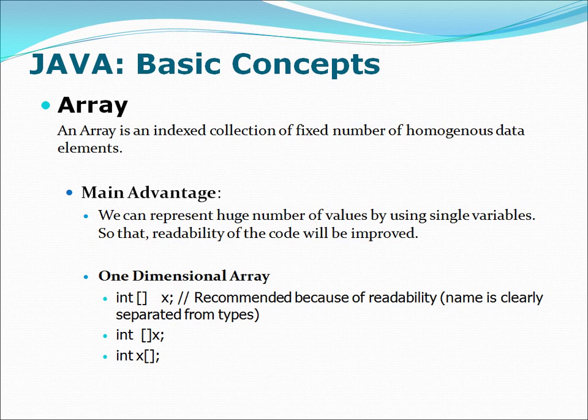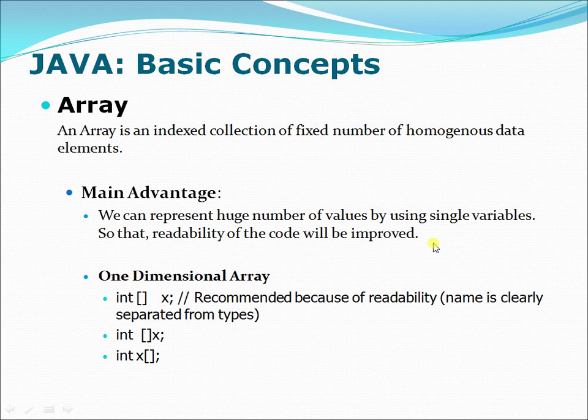And what is the advantage of an array? As I told, if I am having 1,000 variables, you cannot have 1,000 parameters. You want to have one variable which will represent all the 1,000 data. So that's the advantage we have mentioned. We can represent a huge number of values by using a single variable. One variable will give you so many variables, right? So the readability of the code will be improved.